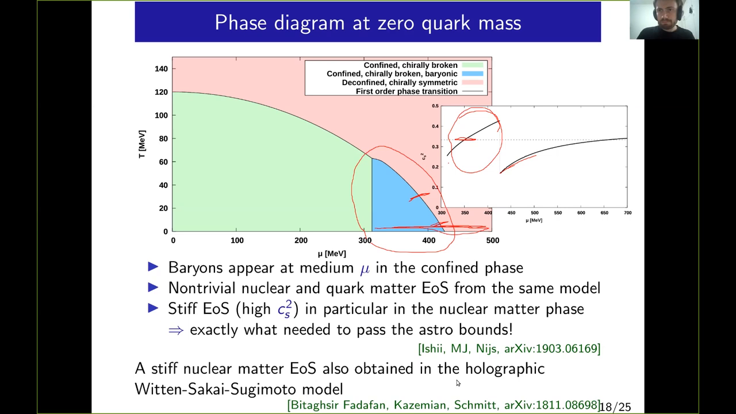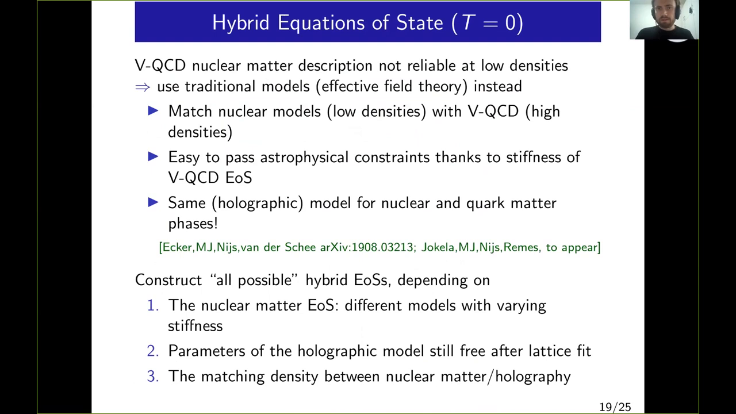But I won't be using this result directly to describe neutron stars. This is because the VQCD result is not reliable at low densities for nuclear matter, because that's the perturbative weakly coupled region. But this is not a problem because we know what happens in the low density region. So there are lots of nuclear matter models which are reliable in this region. So because of this, what we do is that we combine these nuclear matter models with the prediction from holography. So we take several nuclear models at low densities and match them with VQCD at high densities.